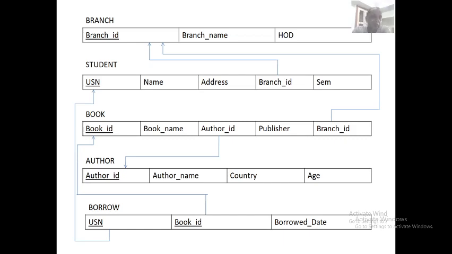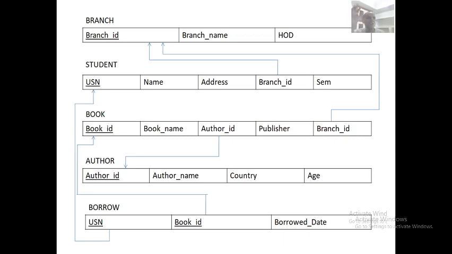Then the fourth table we have created is book, where book id is the primary key and branch id and author id, these two, are the foreign keys. Then the last table we have created is borrow. In this borrow table, usn and book id together are the primary key. Individually, book id is a foreign key and usn is also a foreign key. Got it? We have created these tables.